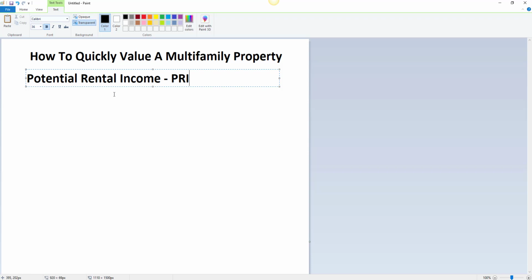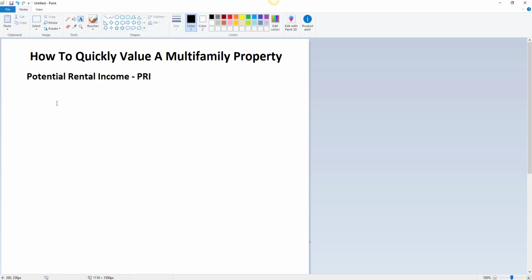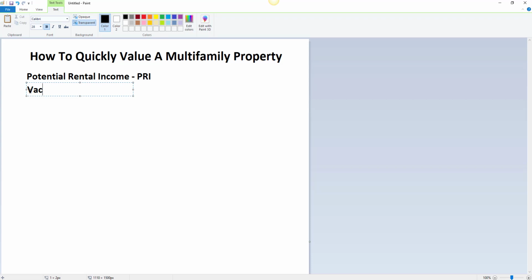All right, so the first thing we have is our potential rental income. Let's shrink this down just slightly so we have room for everything. Hopefully you can still see that really good. All right, then the next thing we do, if you remember, is we subtract our vacancy and credit loss, which on a P&L could look something like this.